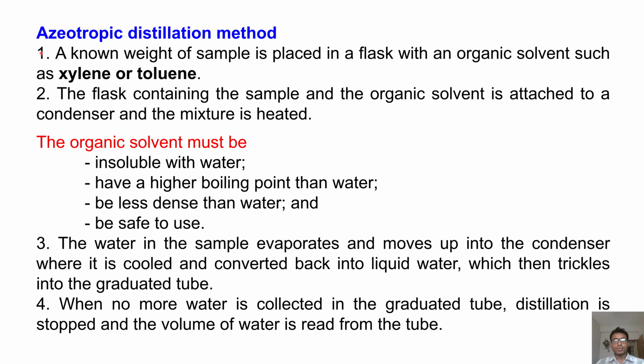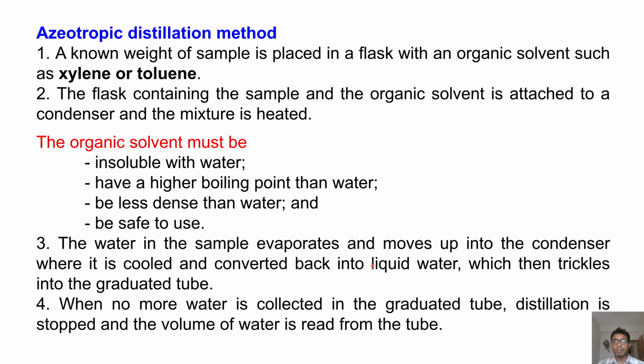So it shows the overall procedure. A known weight of sample is placed in a flask with an organic solvent such as xylene or toluene. The flask containing the sample and the organic solvent is attached to a condenser, and the mixture is heated. The organic solvent must be insoluble in water, have a higher boiling point than water, be less dense than water, and be safe to use. This is all about the nature of the toluene or xylene that you are using.